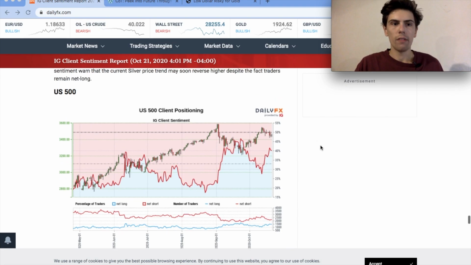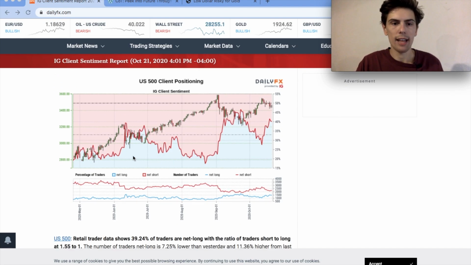But the main point of this client sentiment index is really to see how investors are positioned in the market. And what usually happens is the market moves opposite to what everyone expects to happen. So just taking a look at this chart, you can really see that here, where the blue area is long traders and the red area is short traders. When investors get bullish, when the amount of net long traders goes up, the market tends to have a pullback.